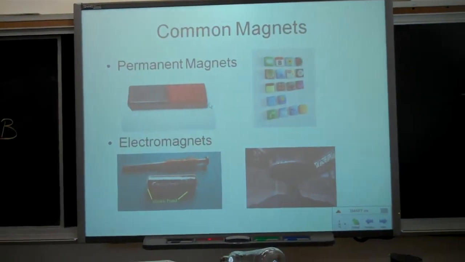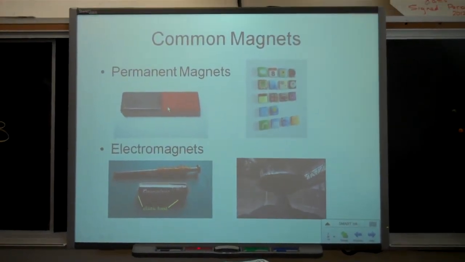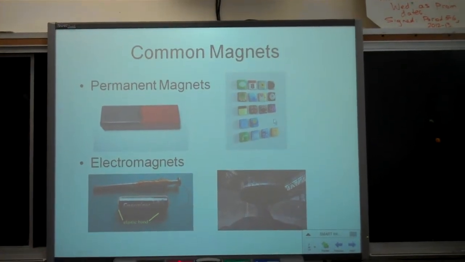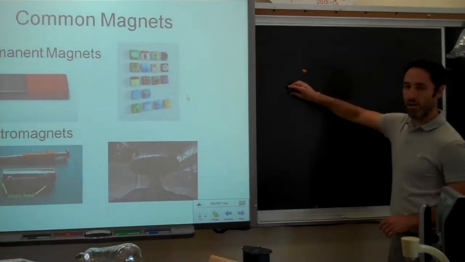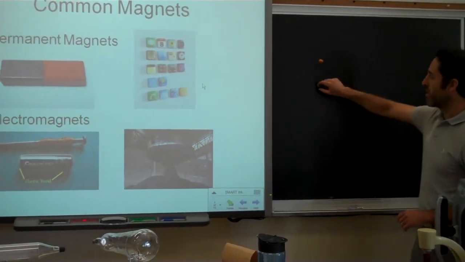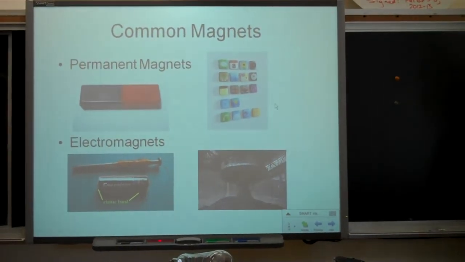Okay, here are some common magnets. Permanent magnets. This is your standard north-south. Here are some fridge magnets. Kind of fun. It's kind of like these 2. How do these stick to the wall? Well, little magnets in there. So the chalkboard also behaves like a paramagnet.